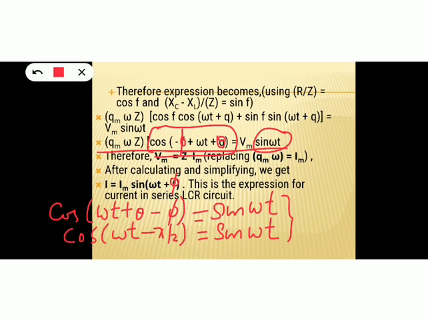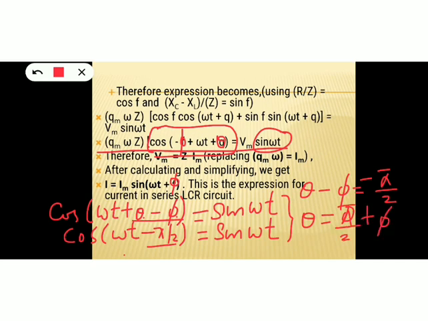phase of LHS. So whenever you equate the phase of LHS, you can see theta minus phi is equal to minus pi by 2, isn't it? So we can write theta minus phi equal to minus pi by 2. So theta is equal to pi by 2 plus phi. Okay. So theta is pi by 2 plus phi. Then you can find out the value of current. So what is the value of current?